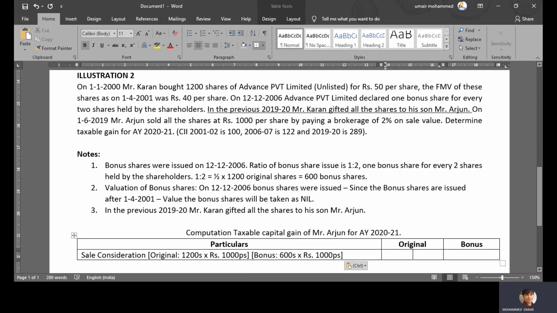So 1200 shares, and these 1200 shares are being sold at the price of 1000 per share. So you get 12 lakhs, and here you get 6 lakhs.